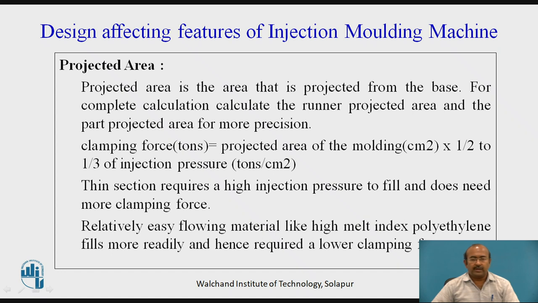Projected area is the area that is projected from the base. For complete calculation, calculate the runner projected area and the part projected area for more precision. Clamping force in tons is equal to projected area of the molding in square centimeter multiplied by one half to one third of injection pressure, defined in tons per square centimeter. A thin section requires a high injection pressure to fill and needs more clamping force. Relatively easy flowing material like high melt index polythene fills more readily and hence requires a lower clamping force.